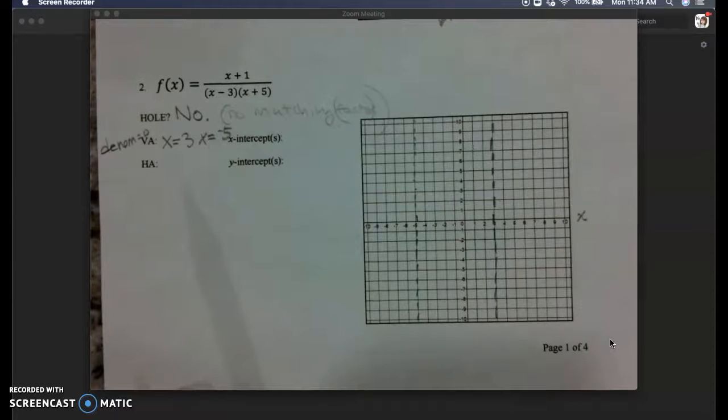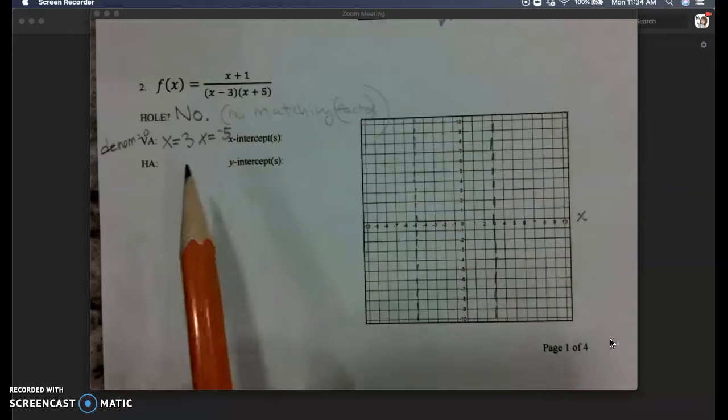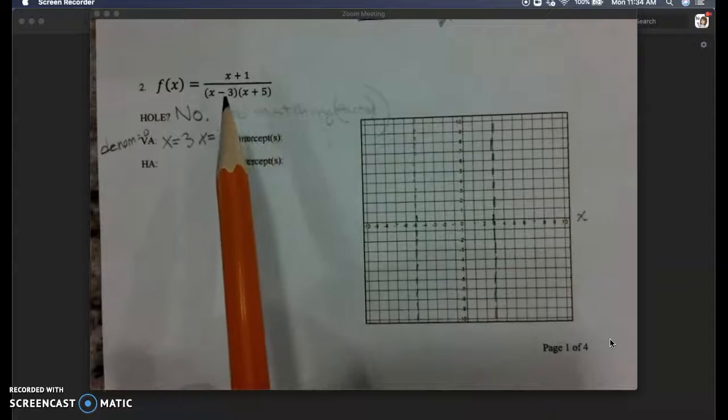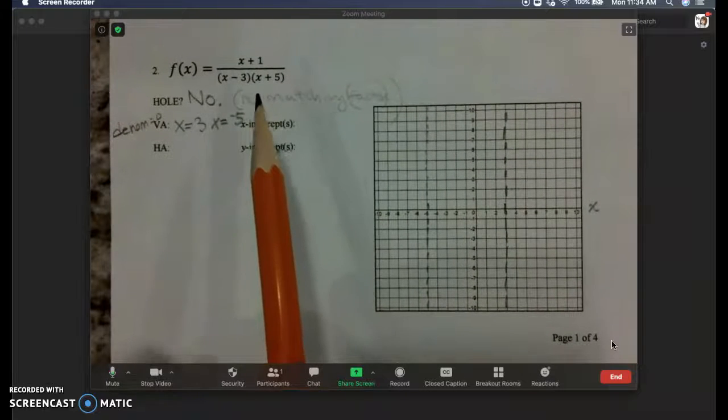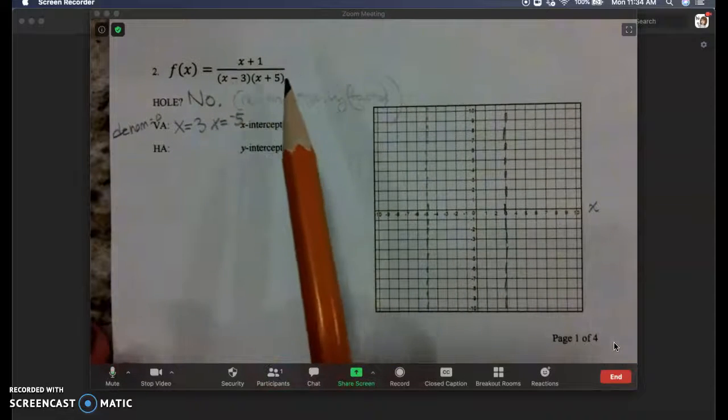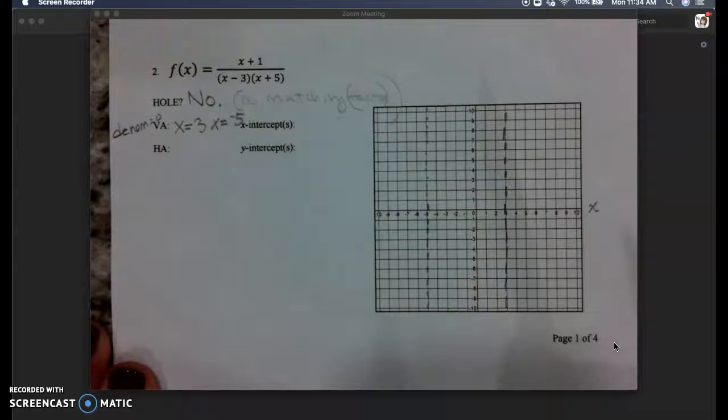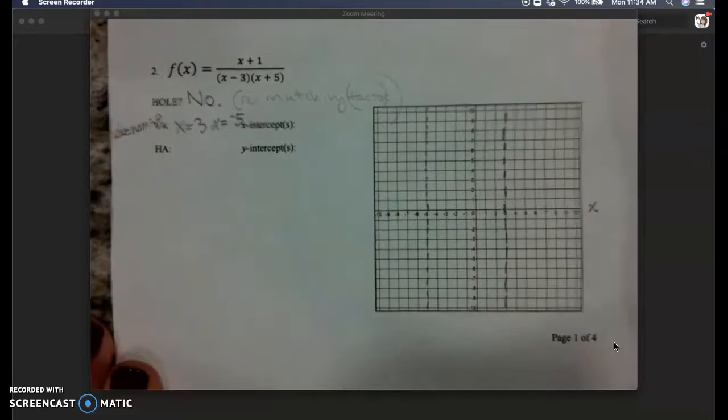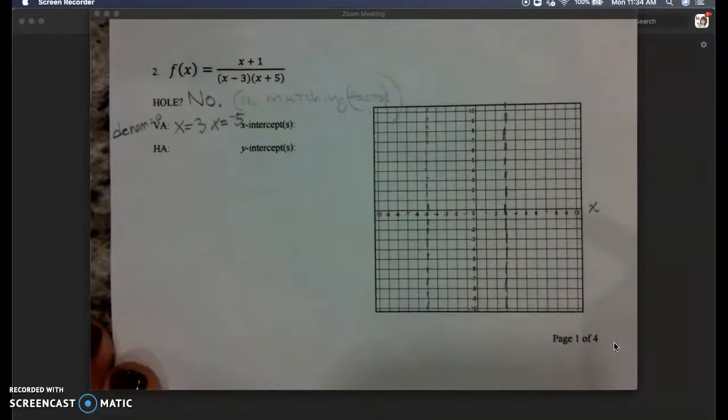And I got those 2 from setting each of these 2 factors equal to 0. Denominator equals 0. This should look kind of familiar when you did finding the zeros of a quadratic and you had factors. If you set it equal to 0, you would set each of the factors equal to 0. Everything's related in math, which is why it can be so amazing and so tedious.